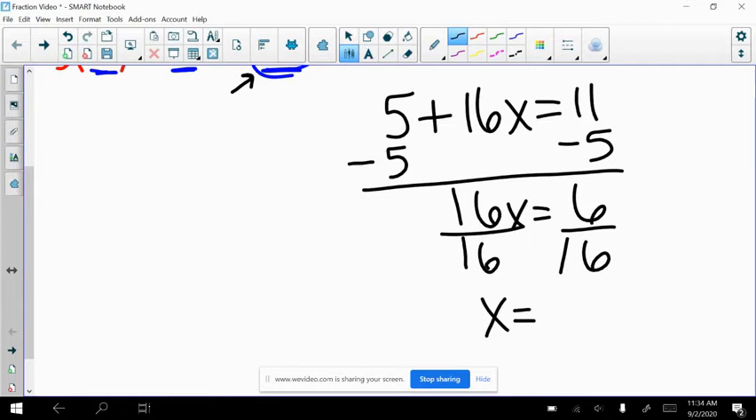Now, you can leave things as a fraction as long as you reduce it. They're both even, so I know I can reduce them. I can divide both of them by 2. So 6 divided by 2 is 3, and 16 divided by 2 is 8. So I could leave it as 3/8, or if it's up to your teacher, you could enter it as 0.375, which is the decimal.